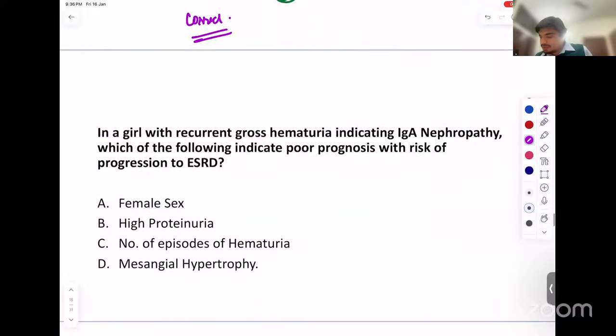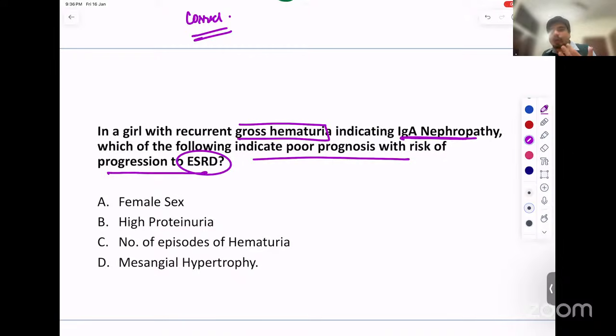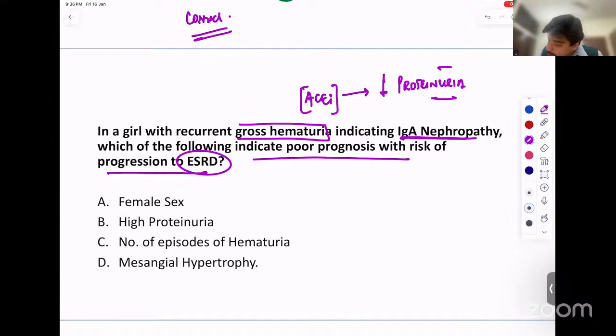All right. Next question. A girl presents with recurrent gross hematuria indicating IgA nephropathy. Which of the following indicates poor prognosis with risk of progression to ESRD? Right. So remember, in IgA nephropathy, what do we give? Even if you didn't remember anything, we give ACE inhibitors. And why do we give ACE inhibitors? Because they decrease proteinuria. ACE inhibitors reduce the GFR, and that will reduce the proteinuria. And why do we want to reduce proteinuria? Because proteinuria is the single most important factor that determines whether you progress to end-stage renal disease or not.